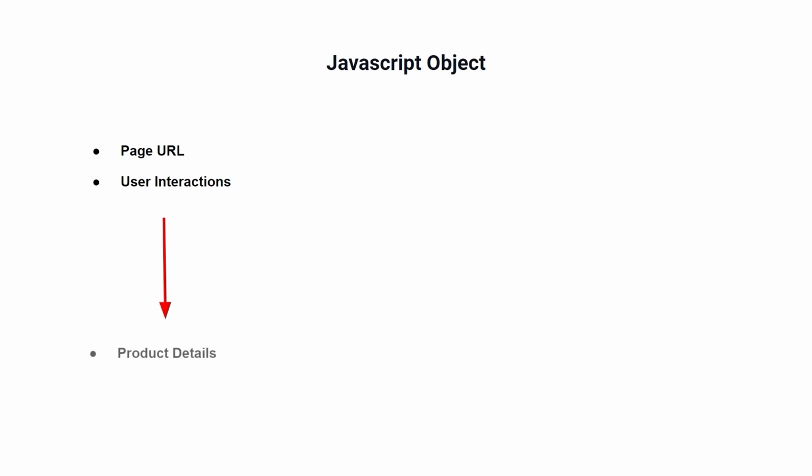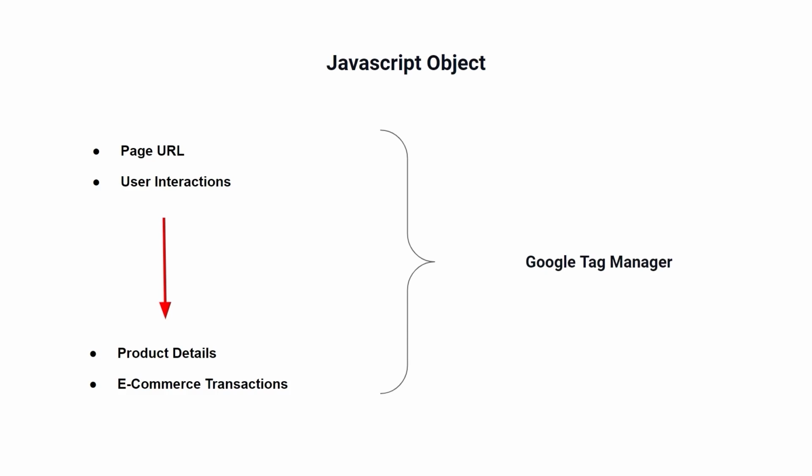In simple terms, a data layer is a JavaScript object that contains information about your website or application. This information can be anything from page URL and user interaction to product details and e-commerce transactions. Data layers allow you to send this information to Google Tag Manager so that you can use it for tracking and analysis. Now let's go over the step-by-step process of setting up data layers in GTM.